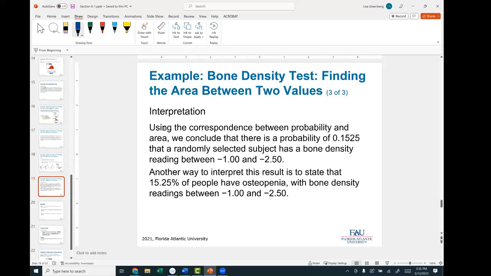Interpretation. So using the correspondence between probability and area, we conclude there's a probability of 0.1525 that a randomly selected subject has a bone density reading between -1 and -2.5. Another way to look at it is to say that 15.25% of people have osteopenia with bone density readings between -1 and -2.5. So, that was helpful if that's what you're looking for.